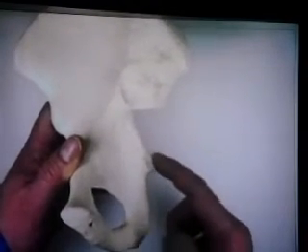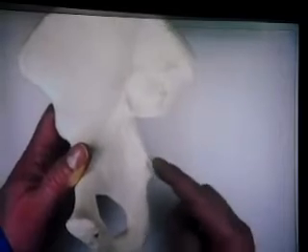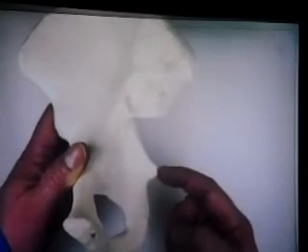Once again, this is the ischium here. There's a couple of things that we can see on the ischium. If I turn it this way, this is still ischium here. We see that little structure sticking off, and that is the ischial spine right there.